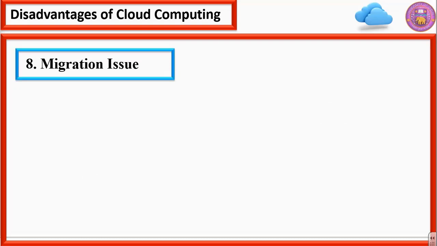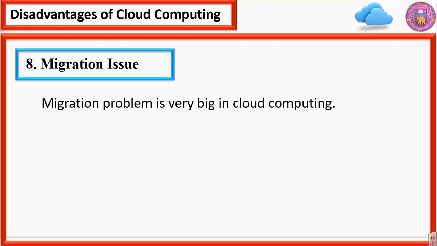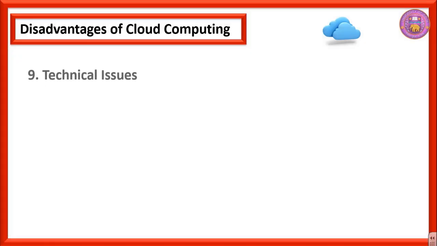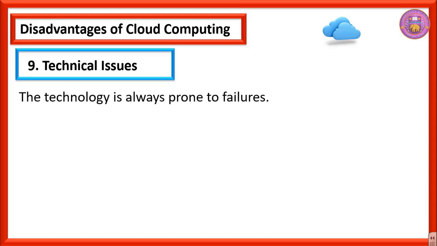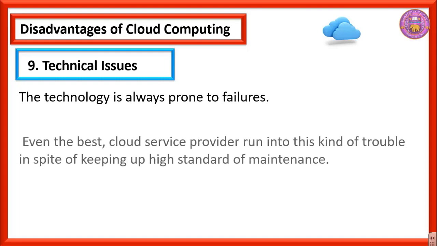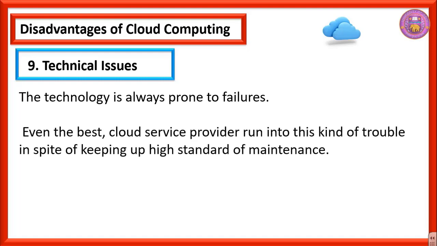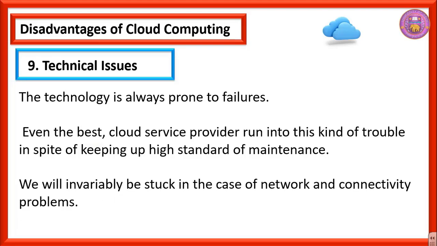Migration issue. Migration problem is very big in cloud computing. The next disadvantage is technical issues. The technology is always prone to failures. Even the best cloud service providers run into this kind of trouble in spite of keeping up high standards of maintenance. We will invariably be stuck in the case of network and connectivity problems.